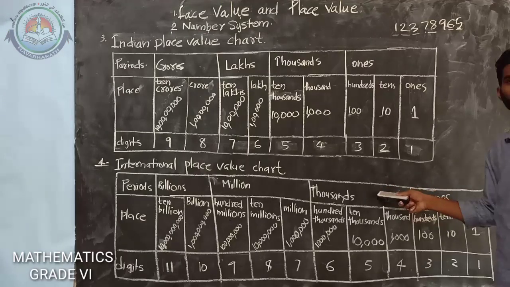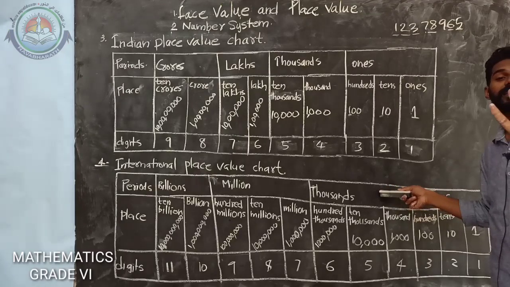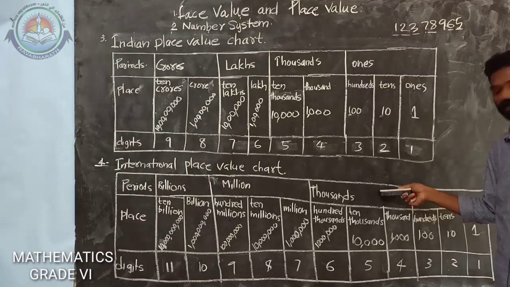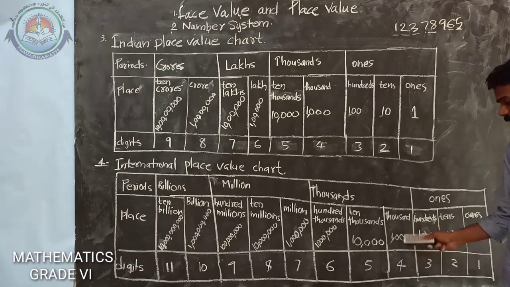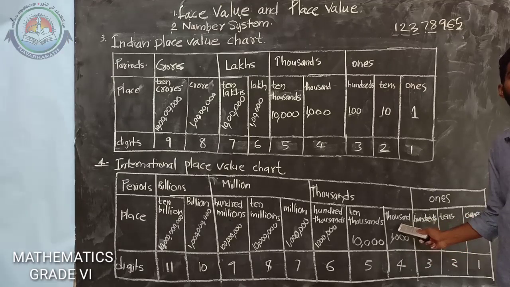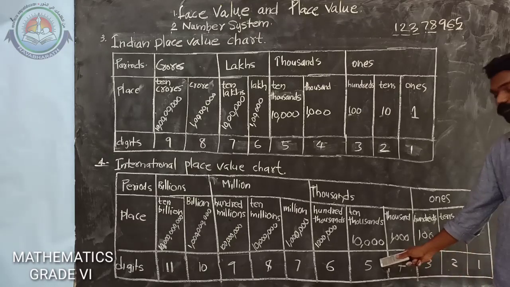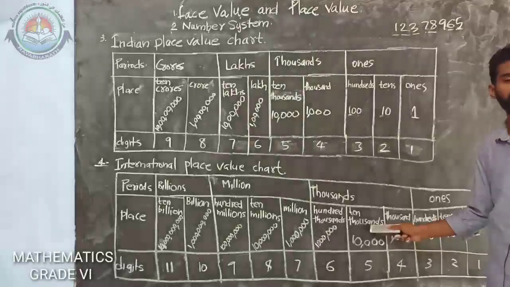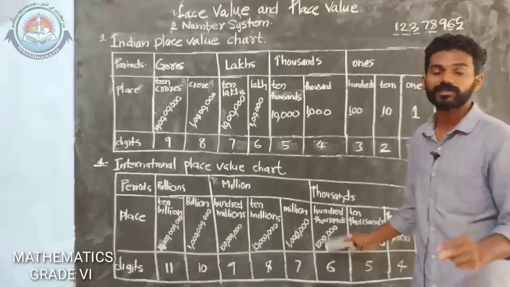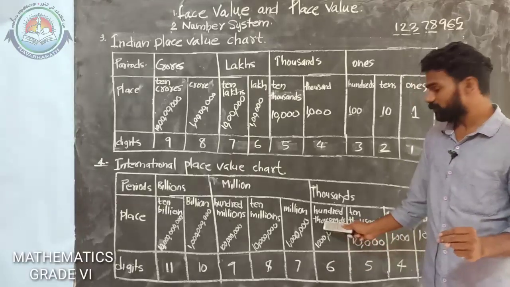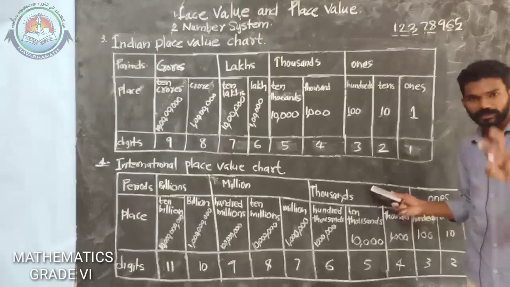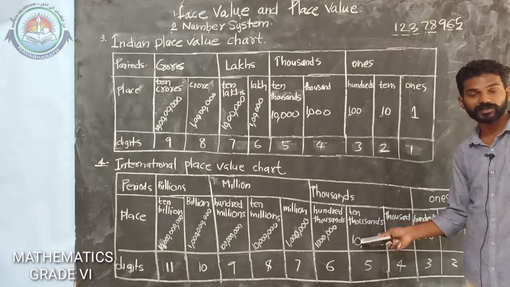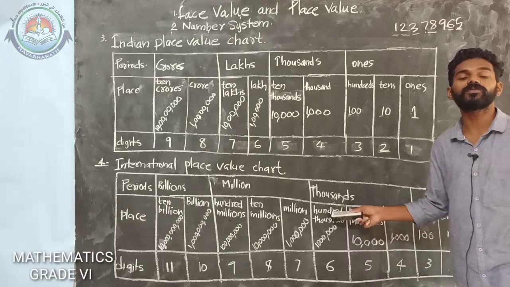In the period of thousands, you can see that there are three places or three place values. Which are they? The fourth digit represents the place value thousands. The fifth digit represents the place value 10,000s. The sixth digit represents the place value 100,000s. So in thousands there are three places: thousands place, 10,000s place and 100,000s place.